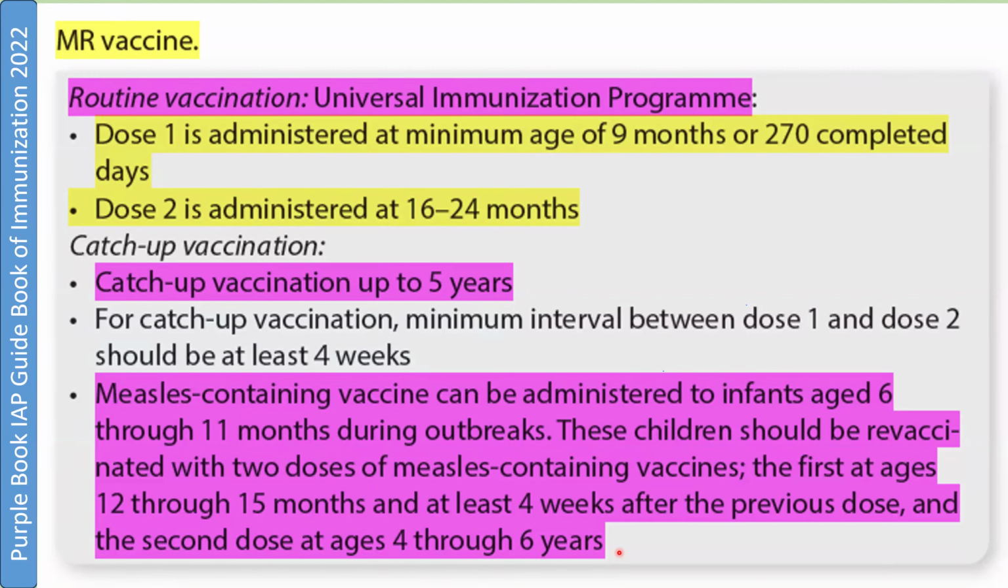Now, during an epidemic in the hospital, you can give doses as young as 6 months to 11 months during an outbreak, but we don't count it. 6 through 11 months is not correct because at 9 months you are supposed to give it, so it should be 6 through 9 months. Now, we don't take it into consideration. We revaccinate the children with 2 other doses, at the age of 12 to 15 months, at least 4 weeks after the previous dose, and the second dose at 4 to 6 years. I don't know why, during a measles epidemic, you give the first dose at 7 months, you give the second dose, and give the third dose only at school entry.